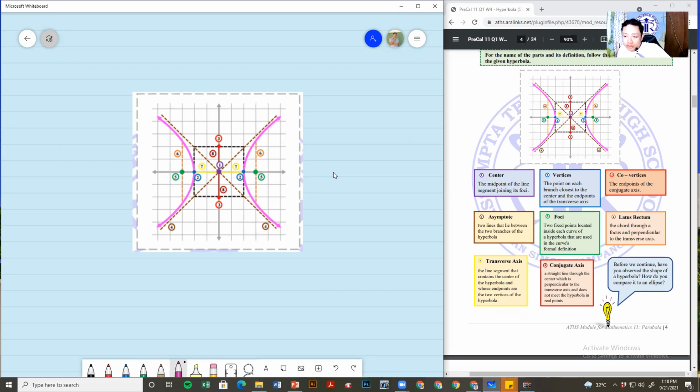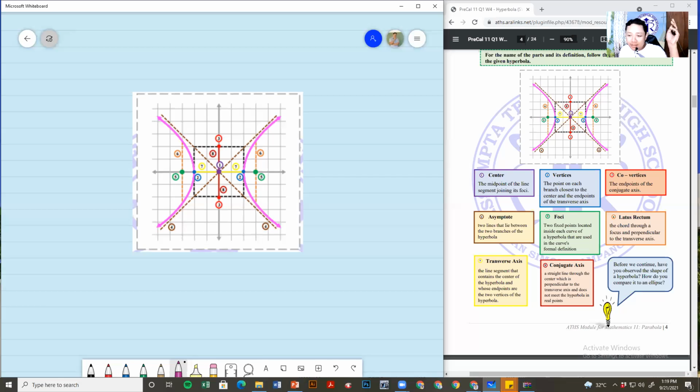And of course, the conjugate axis naman is a straight line through the center, which is perpendicular to the transverse axis and does not meet the hyperbola in a real point. If this is our transverse axis, the conjugate axis naman is the other way around. Yung kabaligtaran. And it's always perpendicular with our transverse axis. Okay? That's it. Let's now go into the details.